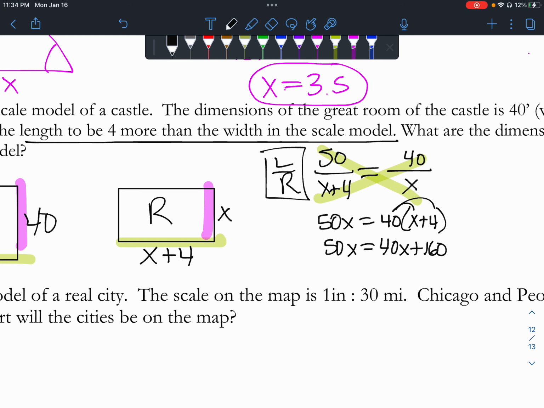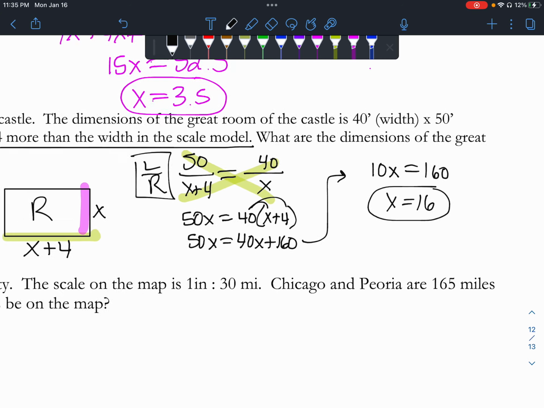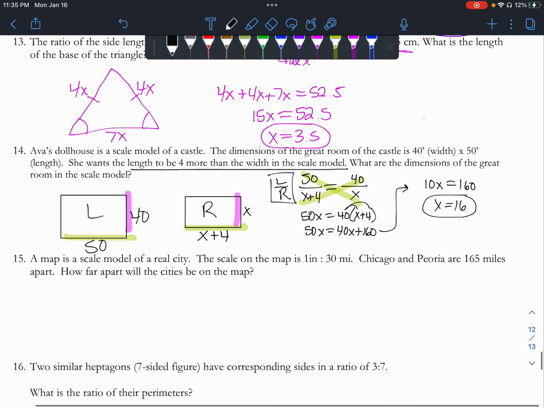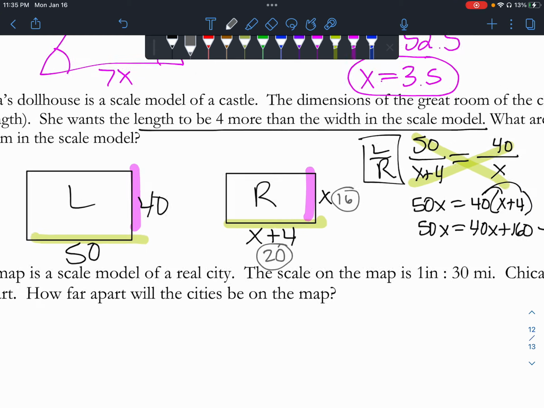Subtract your 40 x's from both sides. I'm just going to rewrite this up here for some room. You end up with 10x equals 160, and your x value should just be 16 at the end. So it says, what are the dimensions? Don't forget to actually answer the question. If I have one that is 16 plus 4, I believe that should make this a value of 20. I believe that should make this just the normal x value that I have of 16.